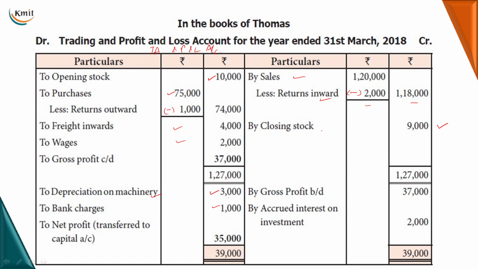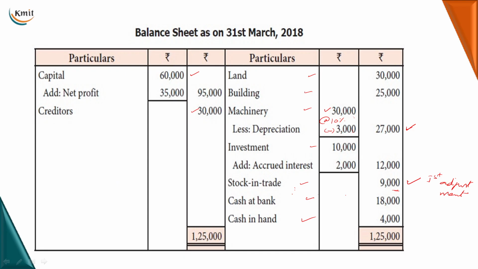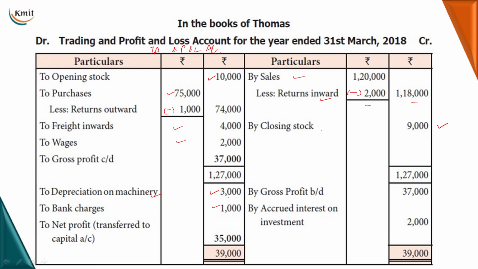Right? The third adjustment is interest accrued on investments, rupees 2,000. So interest on investment is accrued, that is, outstanding on these investments. You are going to add it to the investments so that the total investments at the end of the year will be standing at 12,000 rupees. The same accrued amount will be entered on the credit side of the P&L account, because this is an income that has been earned and is supposed to be received by the firm. This is accrued interest on investment. So the twofold effect is adding to the respective asset, as well as entering on the credit side of the P&L account.